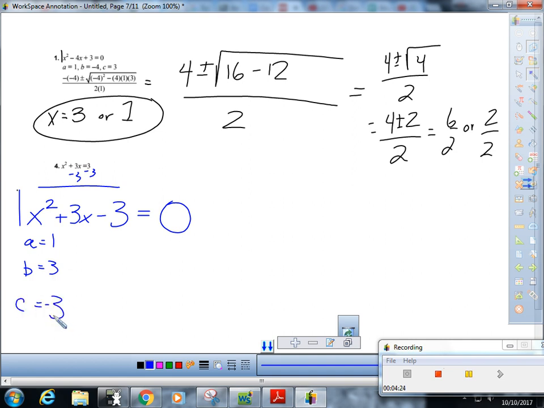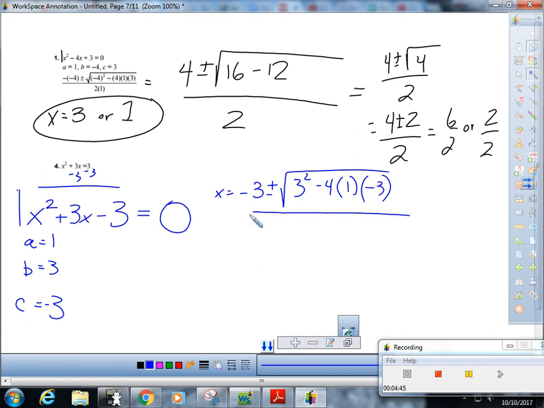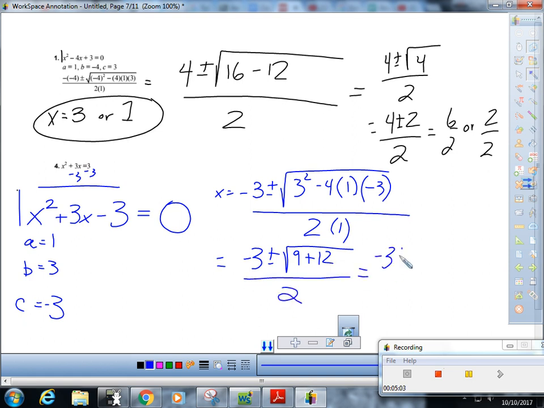Okay? So here we go. x is equal to negative 3 plus or minus big square root of 3 squared minus 4 times 1 times negative 3, all over 2 times 1. So it's negative 3 plus or minus big square root of 9 plus 12, right? All over 2. So it's negative 3 plus or minus the square root of 21 over 2.